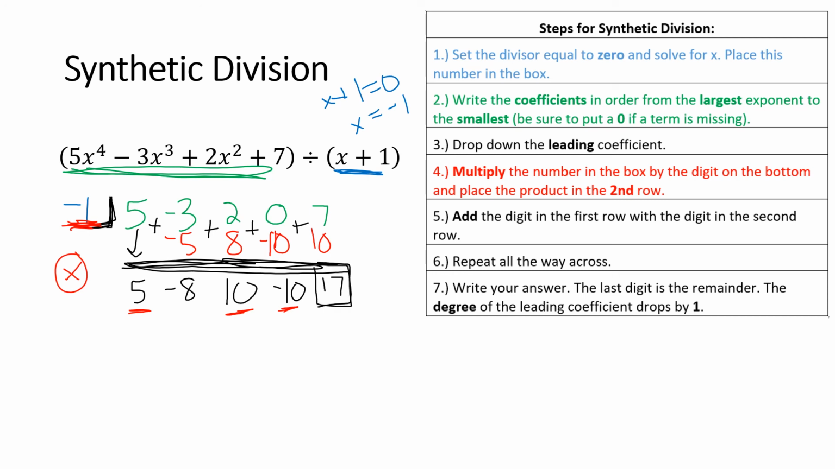So as we write our answer, remember to work backwards. The remainder is the last number, that makes the next number the constant. So that means the next number gets an x, the next gets an x squared, and the 5 gets an x cubed. So my final answer would be 5x cubed minus 8x squared plus 10x minus 10, and then my remainder would be over x plus 1 because I was originally dividing by x plus 1.